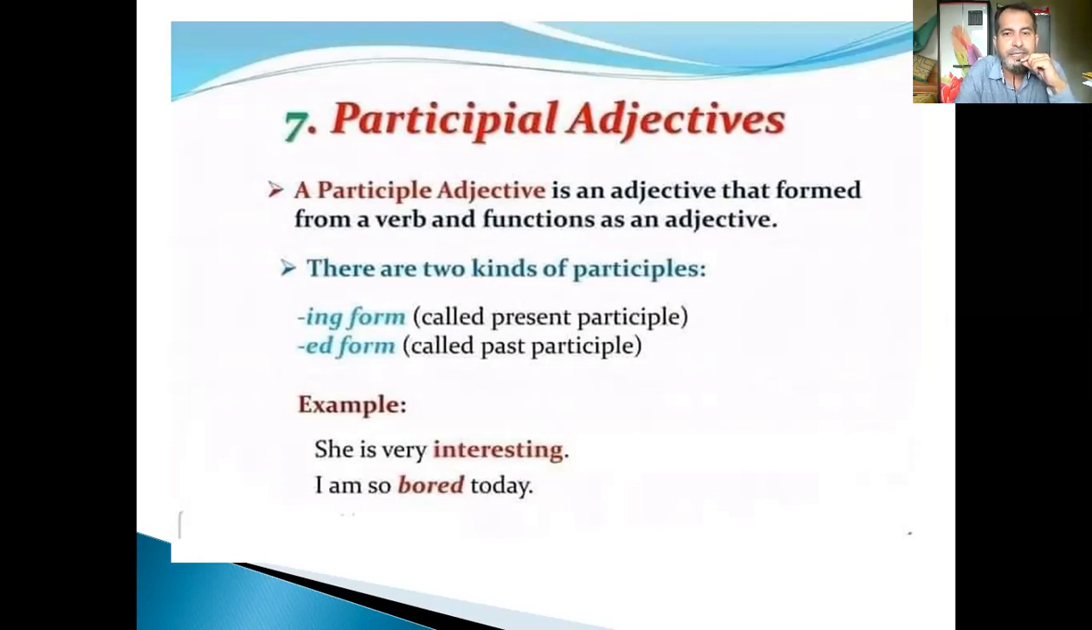For example, she's very interesting. Interest plus ing, interesting. I am so bored today. So in those cases, you see in red color, this is written: she's very interesting. Here, interesting is an adjective, and this is a participial adjective, because this adjective is formed from a participle. Likewise, I am so bored today. Bored, how is this formed? Bore plus d, bored. This works as an adjective.